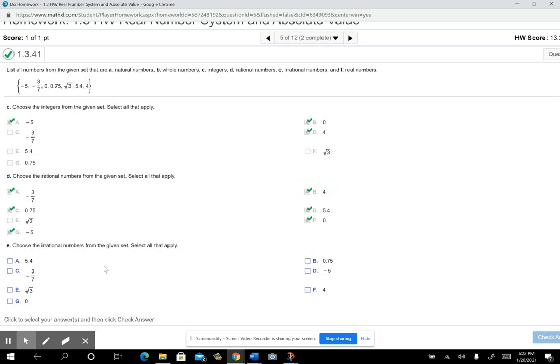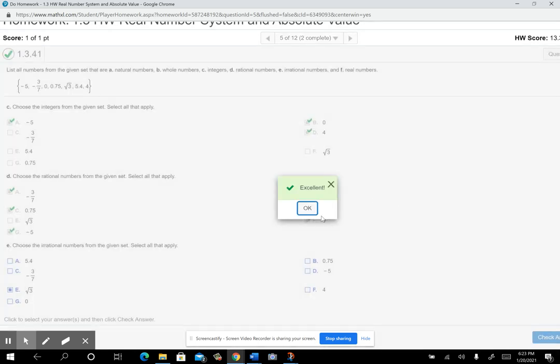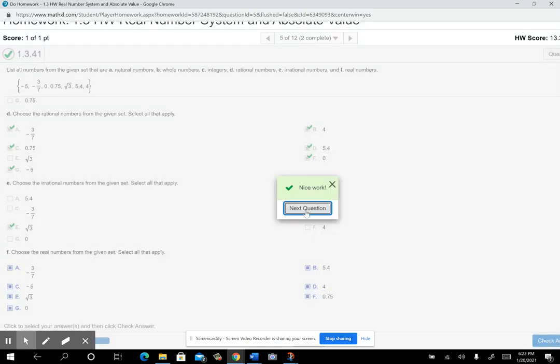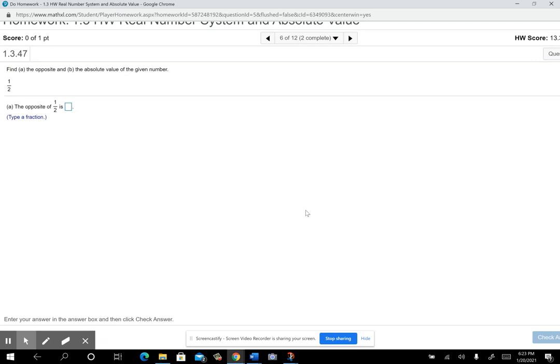All right. So now it's asking me for irrational. So like I just said, notice on D, everything is checked except the square root of 3. So for irrational, the square root of 3 is the only one. And then it's asking me, which of the numbers from the set are real? And that would be every single one of them. All right, so that's how they asked the question in my math lab on that.